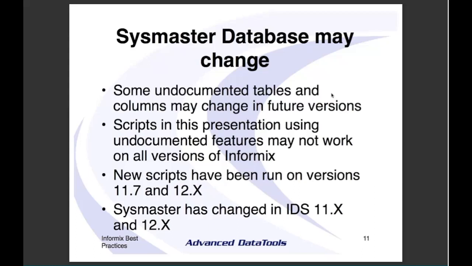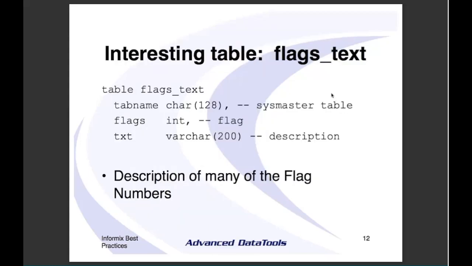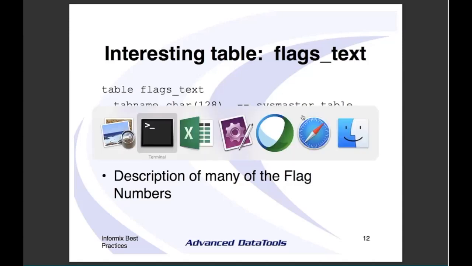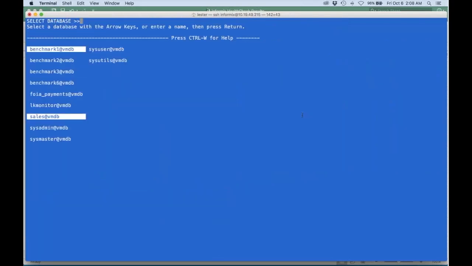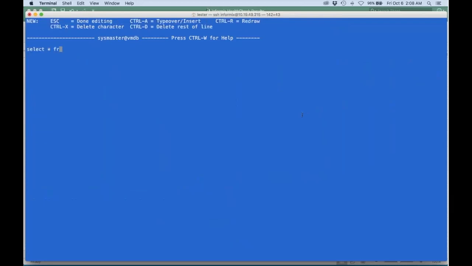Now, there's one or two exceptions to this not being real tables. One is a table called flags text, which is kind of interesting. It has descriptions about a number of the flags in the Sysmaster database. And just as a quick example, if I go in here to DB Access and connect up to the Sysmaster database and say select star from flags text, it tells me the table, this is the flag, and the number and what that means. Some of them make sense, some of them don't, but that's very helpful information. And a lot of the views in the Sysmaster database use this table to interpret the numbers of the flags.